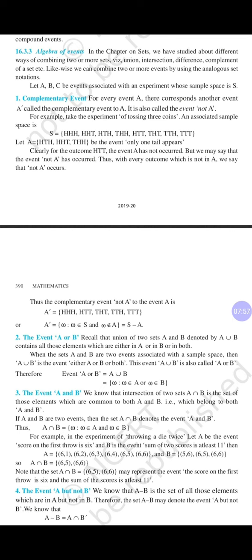Now the next is event A and B. For this type of condition, the element should be present in both the sets, set A and set B. So this type is called event A and B. Now event A but not B. Event A but not B can be written as A minus B. That means we can have all the elements of A which are not in set B. That means we have to exclude all the elements of set B and we can have all the elements of A.